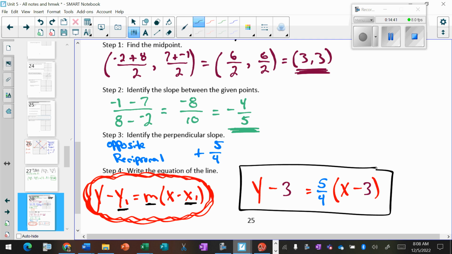So you find the midpoint, you find the slope, you translate the slope of the given two points into the opposite reciprocal to get the perpendicular slope, then you write the equation. That's how you find the equation of the perpendicular bisector.